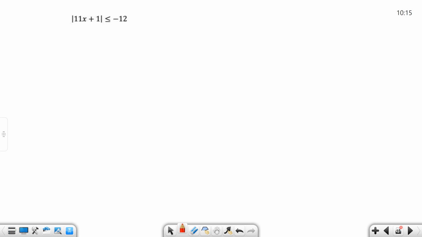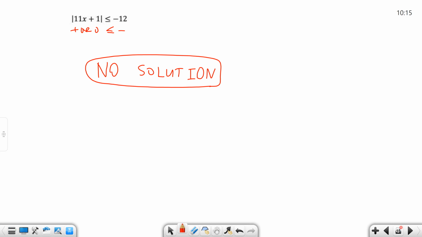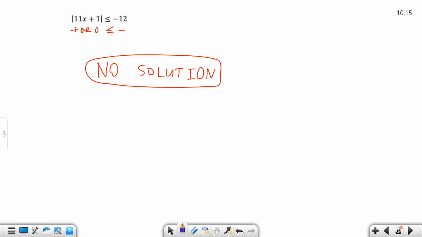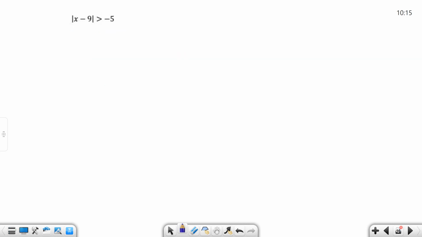Here, absolute value of 11x plus 1 is less than or equal to a negative. When we say, oh, wait a minute, absolute value is by itself less than a negative. That's a special case. Well, this was positive or 0, less than or equal to a negative. Ain't never going to happen. No solution.